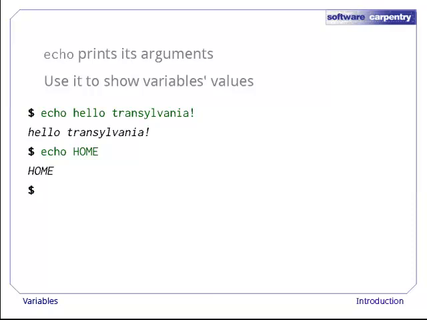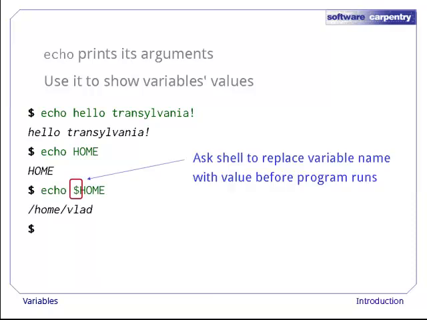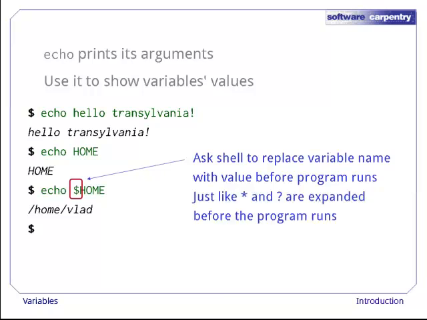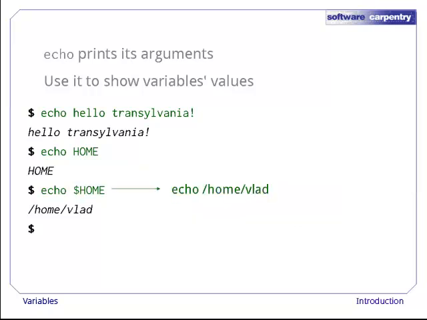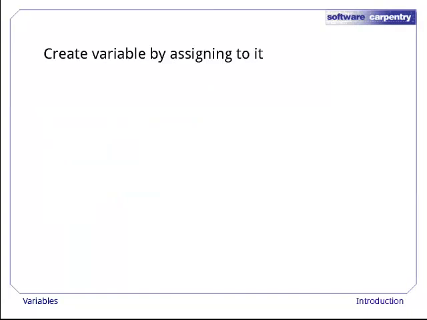Let's try this instead, echo $HOME. The $ sign tells the shell to replace the variable's name with its value. This works just like wildcards. The shell does the expansion before running the program we've asked for. Thanks to this expansion, what we actually run is echo /home/vlad, which shows us the variable's value. Creating a variable is easy. Just assign a value to a name using equals.